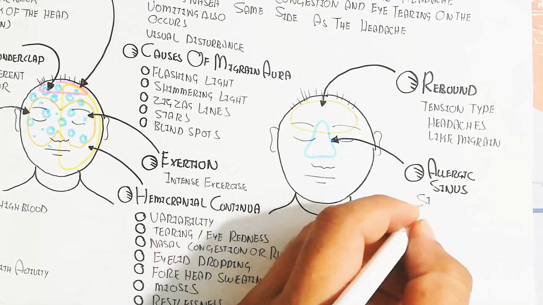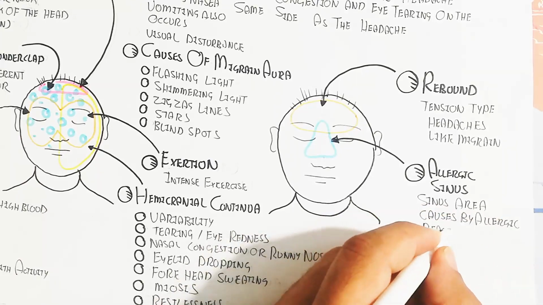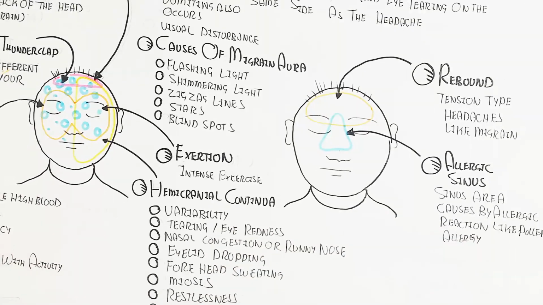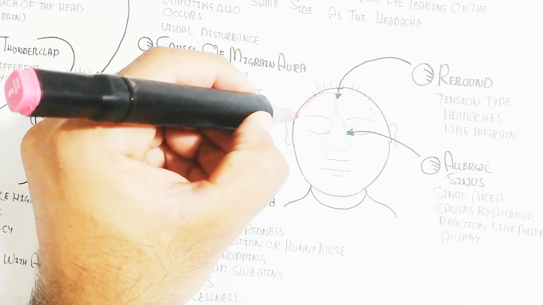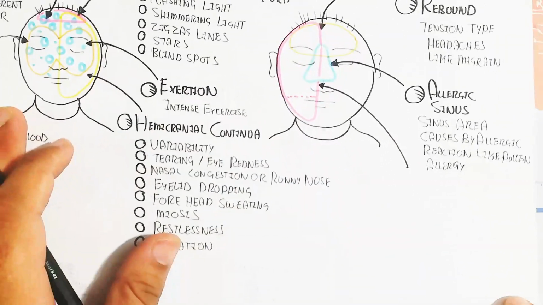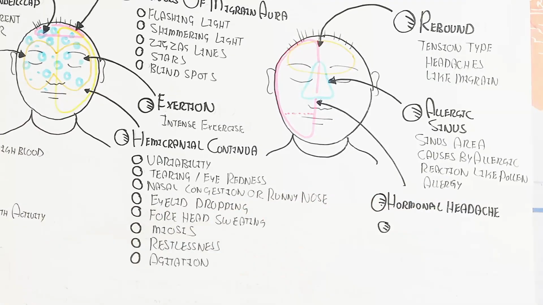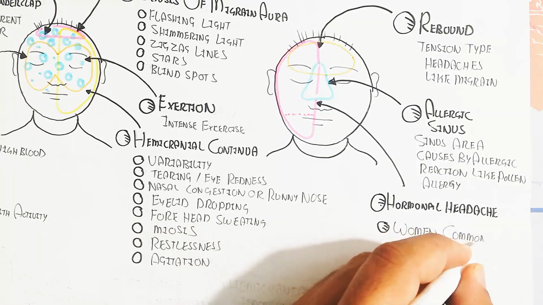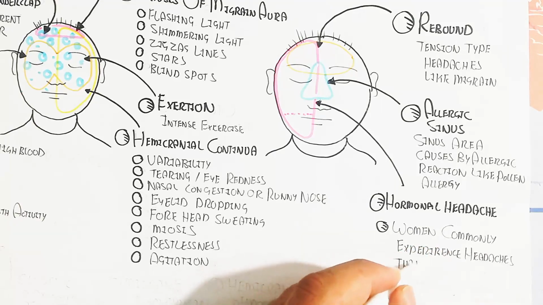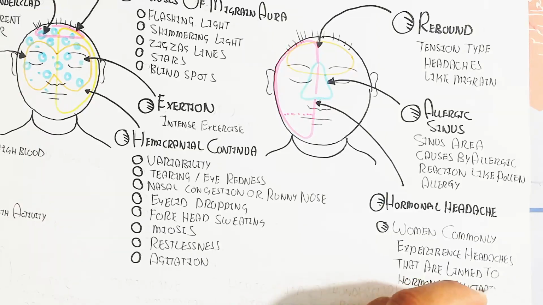And allergic sinusitis will lead to allergic sinus headache, and this sinus area is affected by an allergic reaction like pollen allergy. This pollen allergy, when it progresses, will lead to sinus problems. The sinus inflammation will lead to allergic sinus headache. Hormonal headache: women commonly experience headaches that are linked to hormonal fluctuation, like menstrual disturbance or menstruation or other problems during the period.